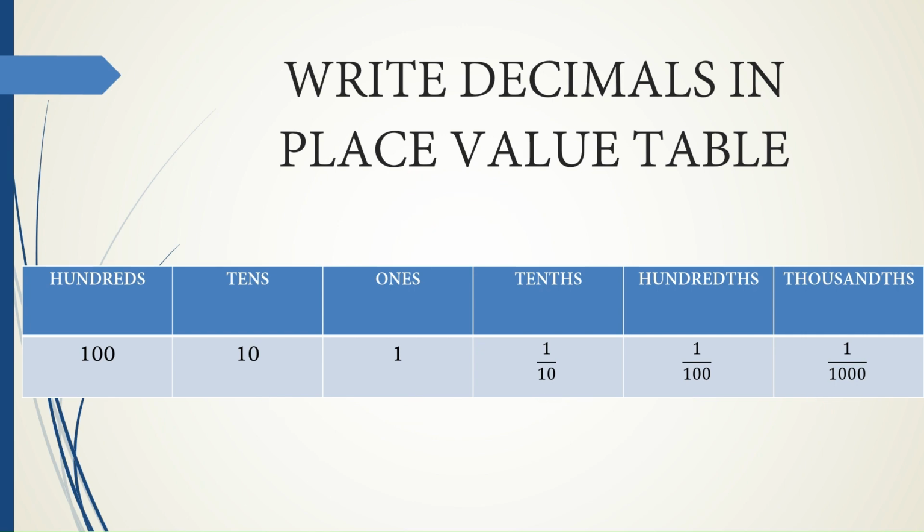Consider another example, 19.60. So 19 point, this is the ones place and then we have the tenths place.